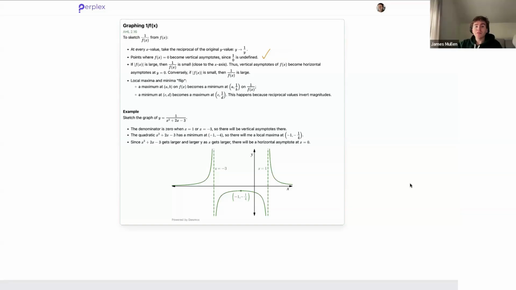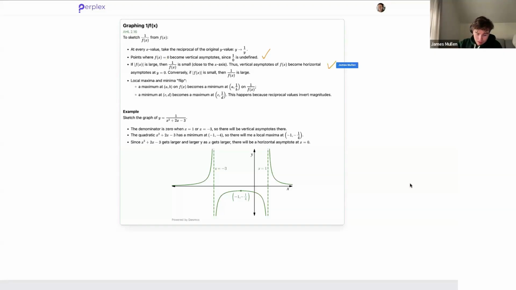Also, if the absolute value of f of x is large, if f of x basically is either very, very large plus infinity or minus infinity, then 1 over f of x is going to be very small. And that means I will get a horizontal asymptote at y equals 0. So that means that the vertical asymptotes of f of x become the horizontal asymptotes of the new function, okay? So that is step 2.